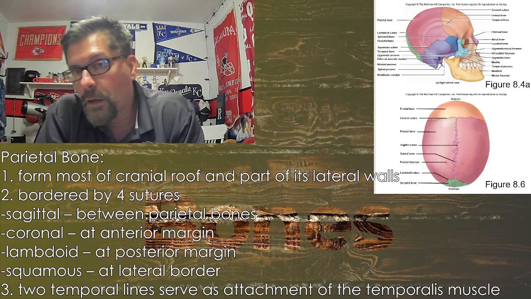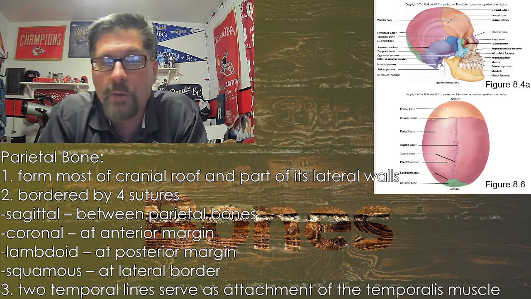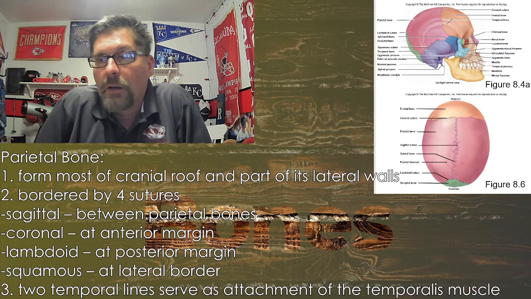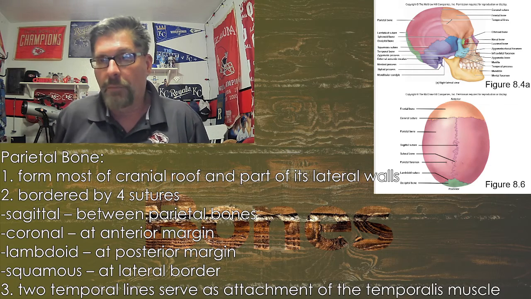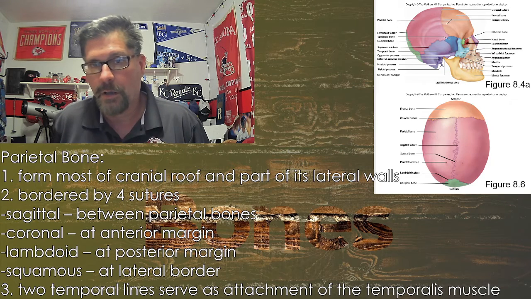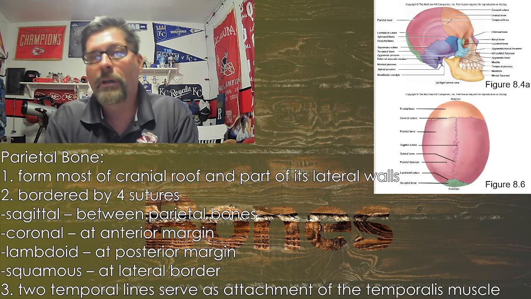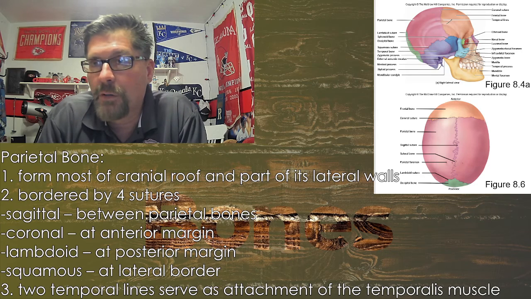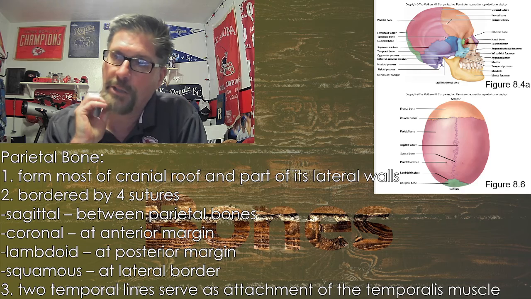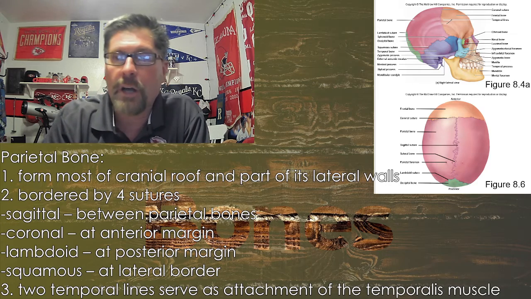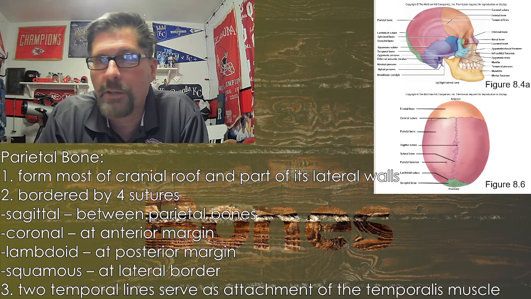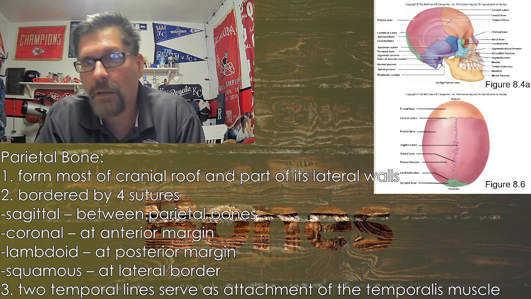Okay, again, this is the parietal bone, and you can see the side view and the top view. In the top view, you can see the right and left parietal with the sagittal suture in between, and then you can see the side view. The parietal is the pinkish color there, and again, it's got sutures that separate the sides.